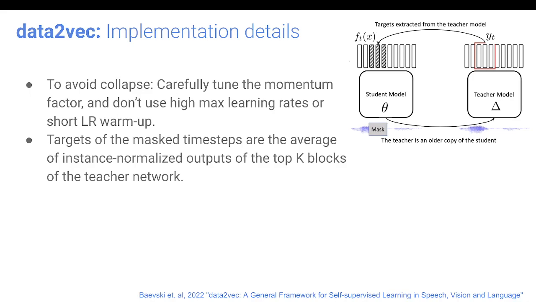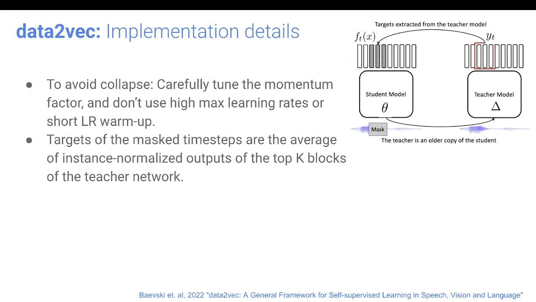Another important detail for getting the high quality representations reported in the paper is to use the targets not just from a single layer of the teacher model, but actually to average over multiple latent representations of multiple layers. Here they are using the top K blocks of the teacher network. But to avoid some layers overwhelming the average, you do instance normalization of the outputs of each layer first before averaging them. So you can also get rid of some global information that is contained in the sequence that is not necessarily related to the content.